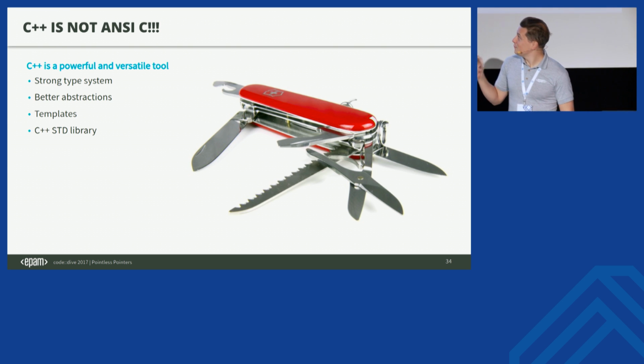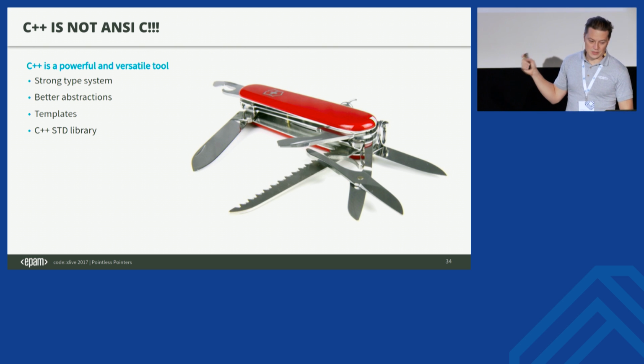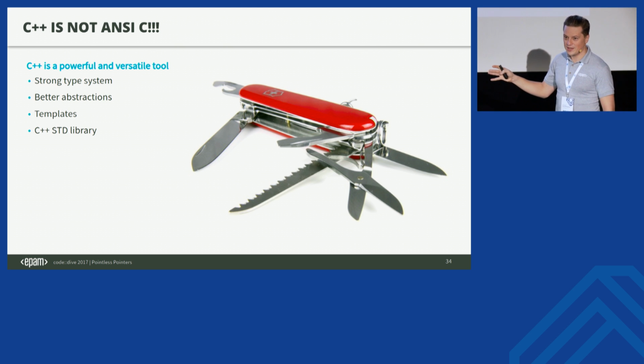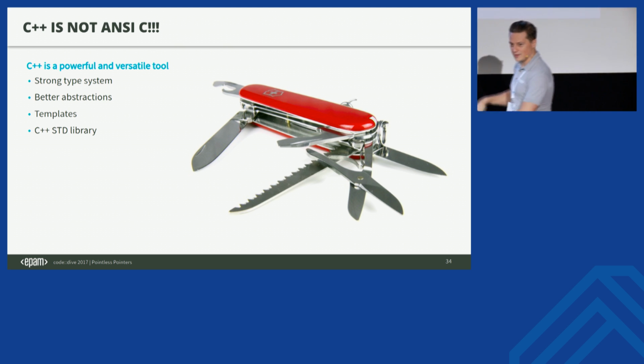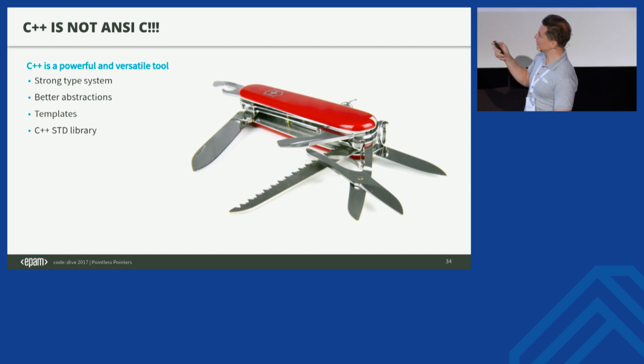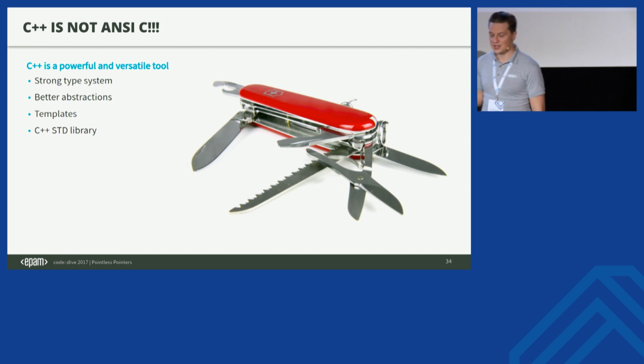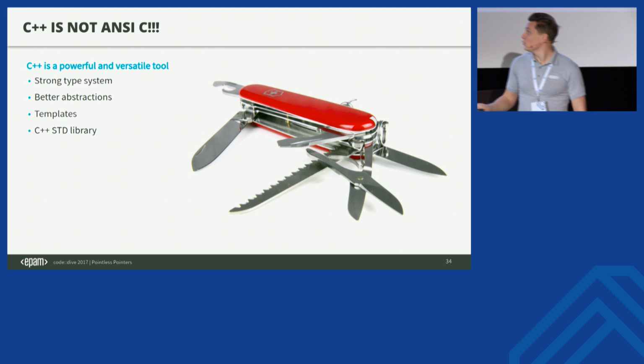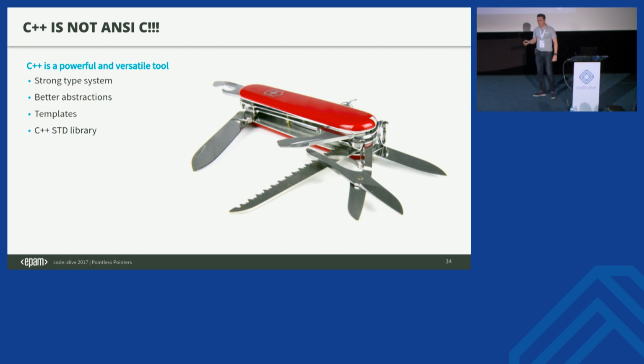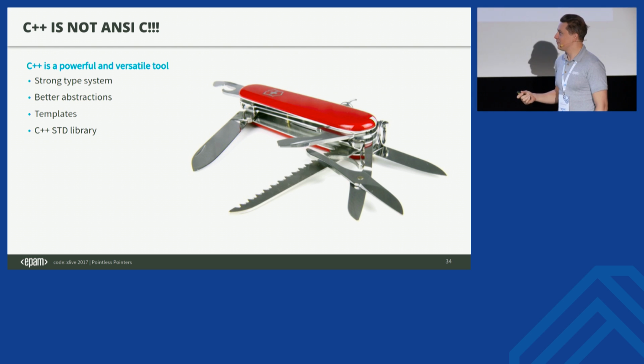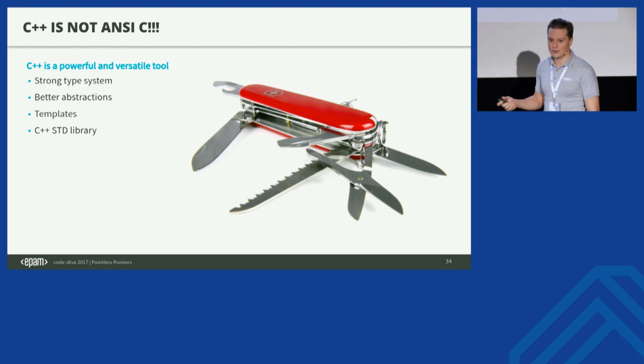C++ is a powerful and versatile tool. Yes, it's a Swiss Army knife. It's not like the shovel of C. We have strong type systems, better abstractions than C. We have templates. We have a great C++ standard library, and it will become even better with years. We have to use them. Do not think like C programmers anymore.